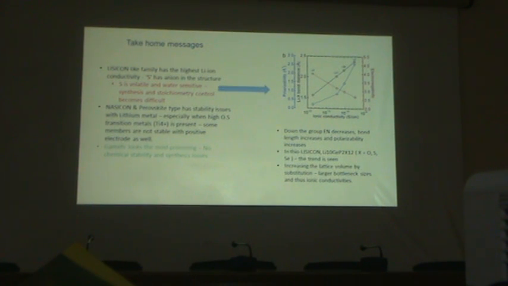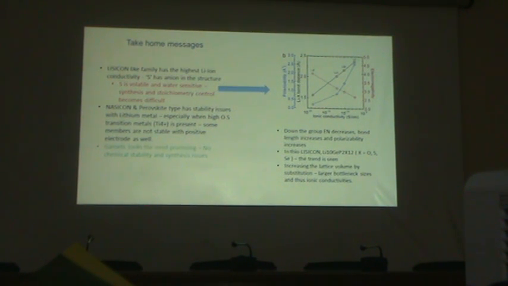Then why this happens: they did a study to understand this. Sulfur is below oxygen in the periodic table, so you are coming down the group, from oxygen to sulfur. In the same way, they took one family of compounds, the lithium halides.